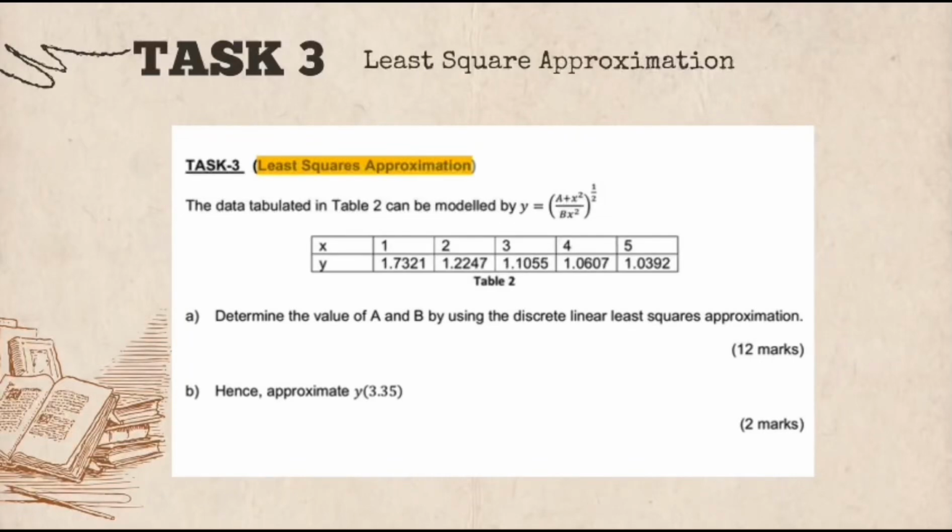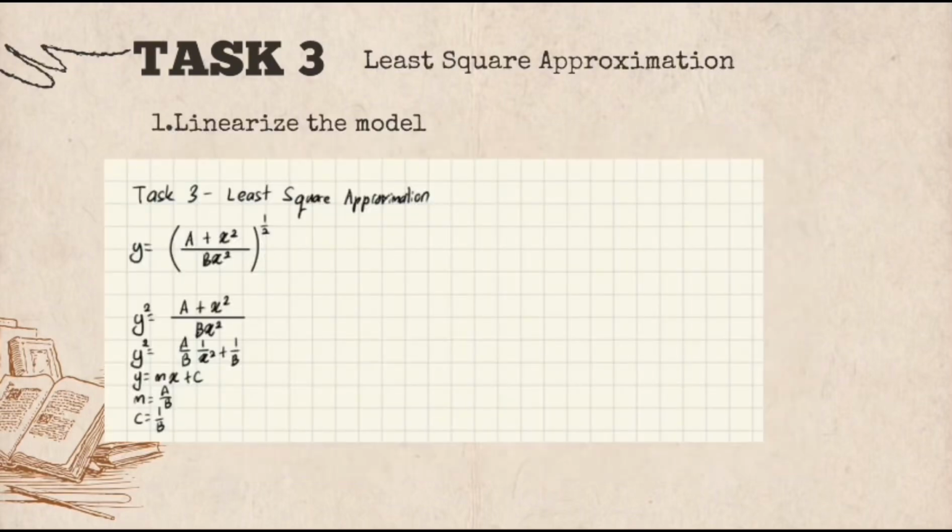So this is task 3, which is least square approximation. So it has two questions, which are to determine the values a and b, and approximate for the y value, which is 3.35. So the first step, we linearize the model according to the value and the model. So as we can see here, we have y square, y, m, and c.